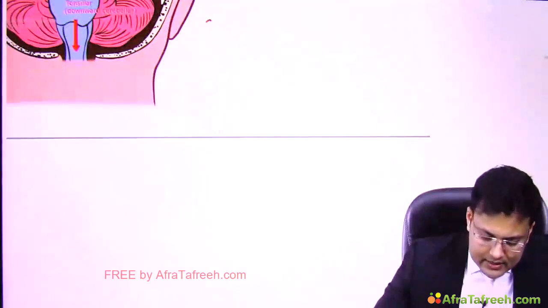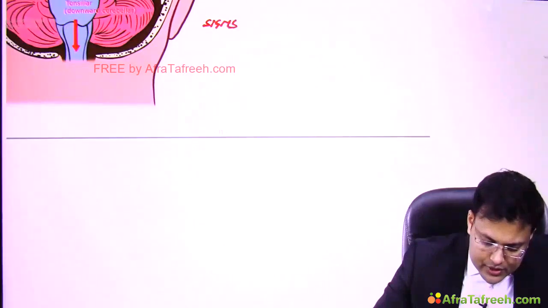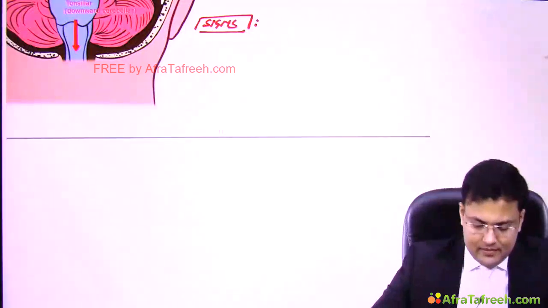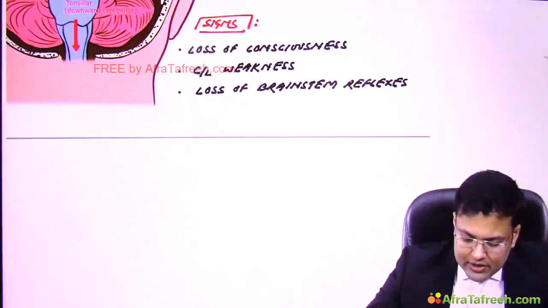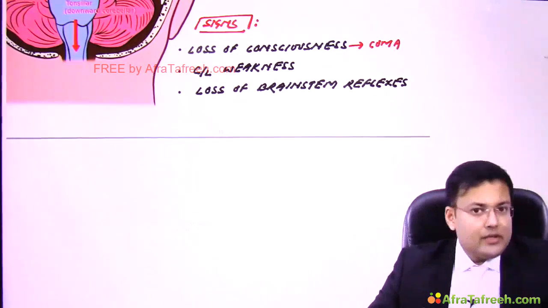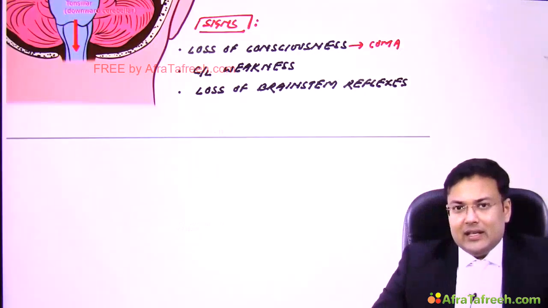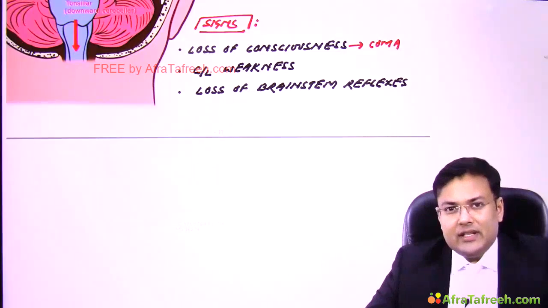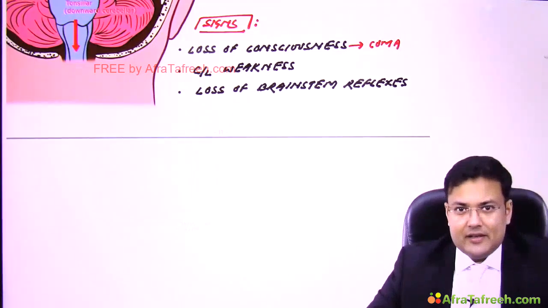So what are the signs associated with subfalcine or cingulate herniation? In these patients there is loss of consciousness and it can progress to coma. There is contralateral weakness and there is loss of brainstem reflexes. So these are the signs which are seen in subfalcine herniation.